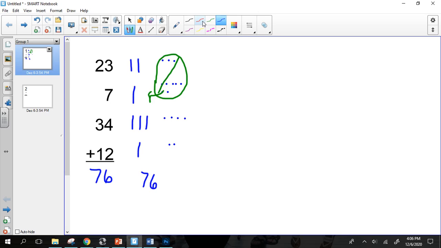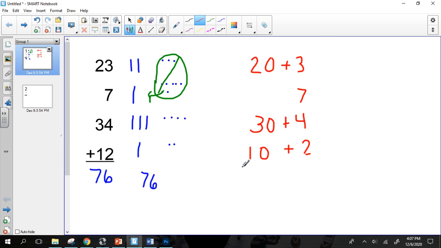You can also do the expanded form strategy. Let's look at this same problem. So I'm going to expand 23. 20 plus 3. And then I know that 7 only has 1, so I'm just going to write it over there. There's nothing to really expand. Now, I am going to write 34 in expanded form. 30 plus 4. And then I will do my last number, 12. 10 plus 2. That is how I expand the number 12.